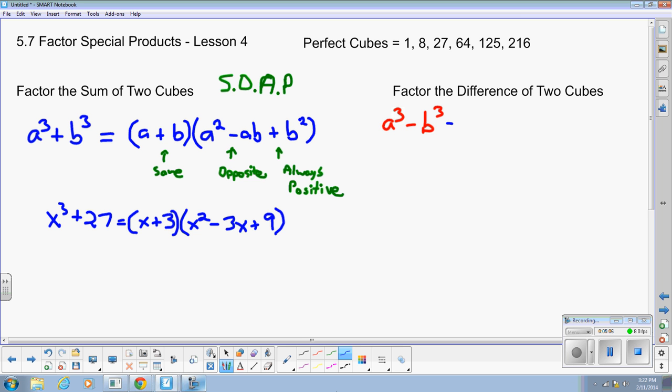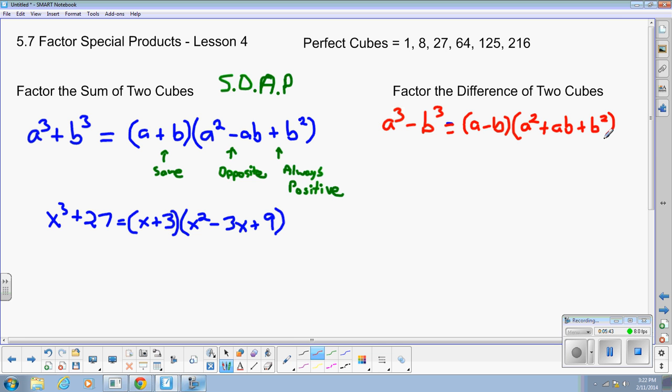If I follow my acronym with my signs, it will have the same letters here. It will still be a. Now it has to have the same sign, minus b, because it's minus here to start with. Then I close off the parentheses. I will still put an a squared. Now the opposite sign of minus is plus, and it will still be ab. And then the last term is always positive, so then I will say b squared.